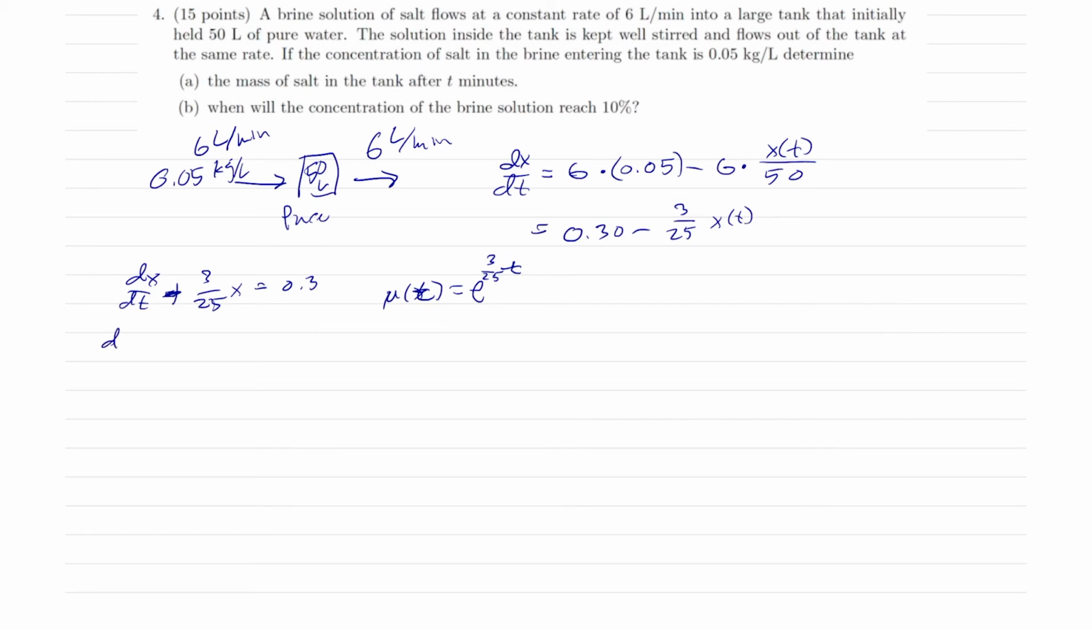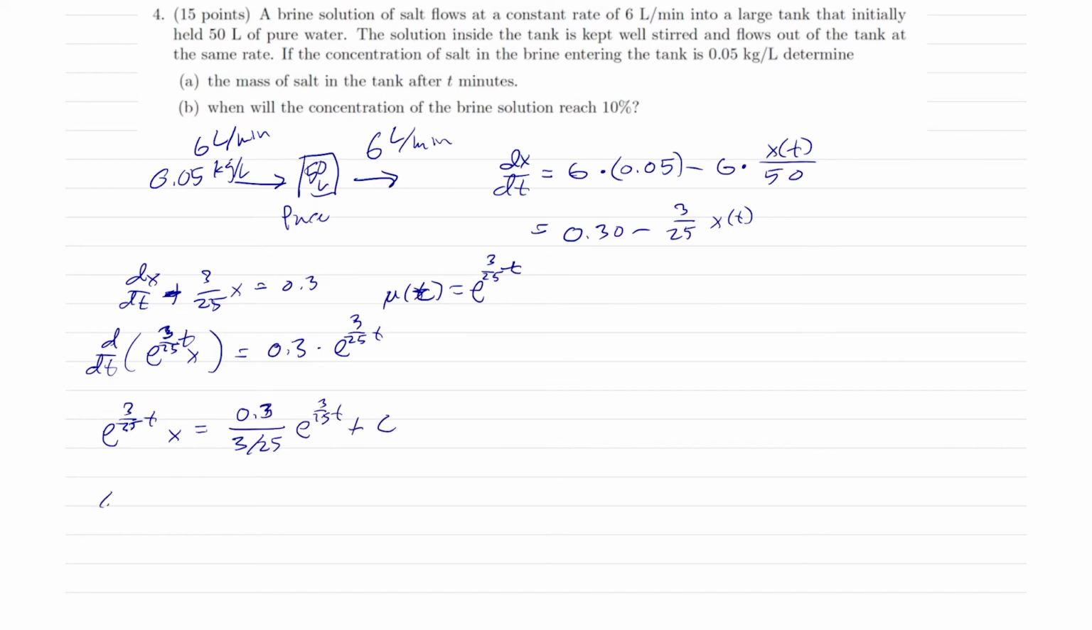So what we end up getting is on the left-hand side, we have the derivative with respect to t of e to the 3/25 t times x is equal to 0.3 times e to the 3/25 t. All right, integrate both sides. So we get e to the 3/25 t times x is equal to 0.3 divided by 3/25 e to the 3/25 t plus c.